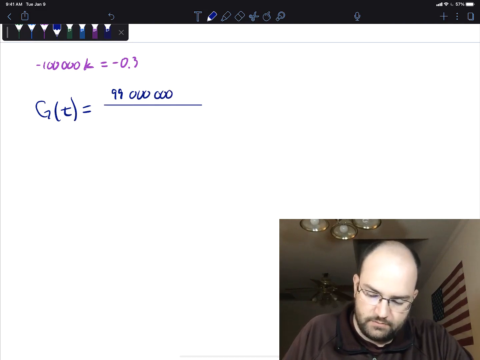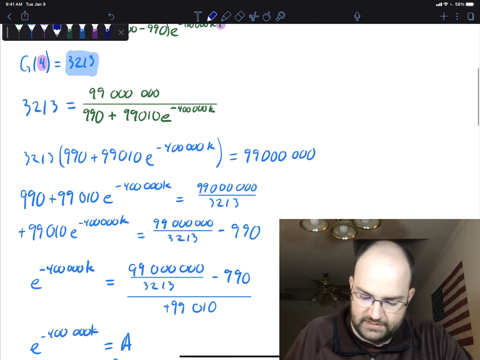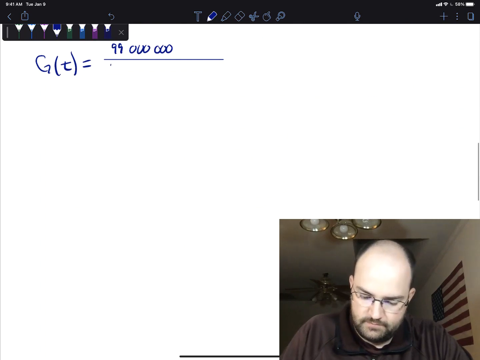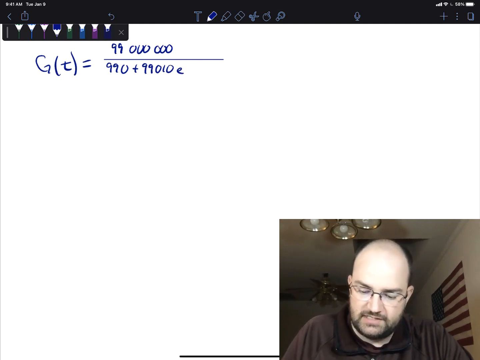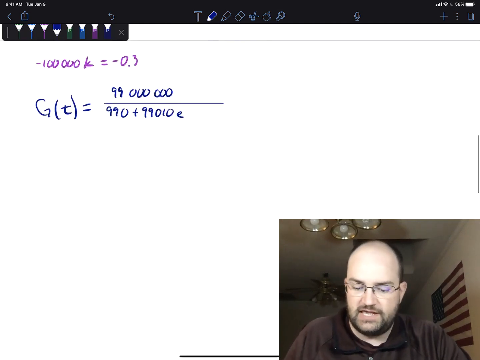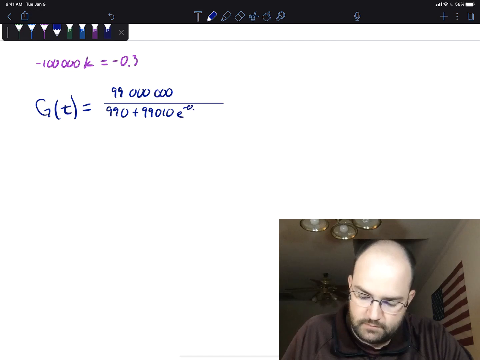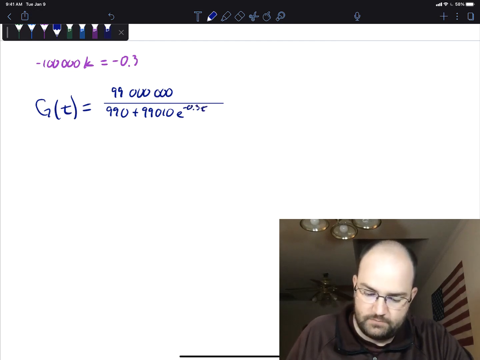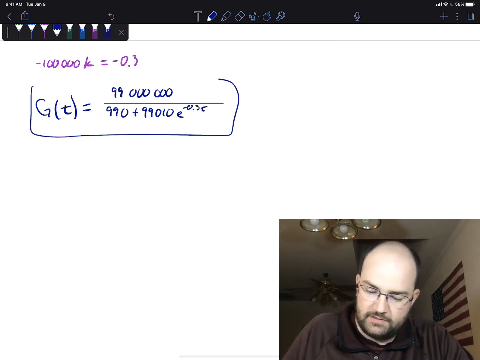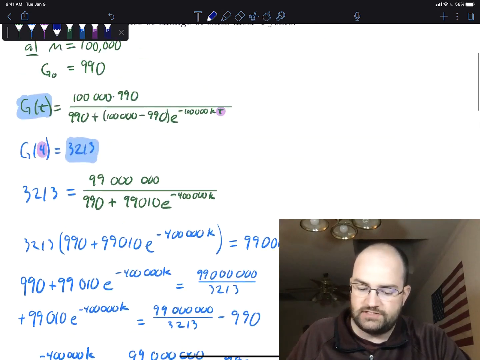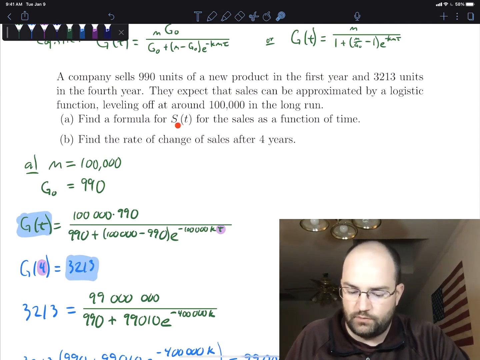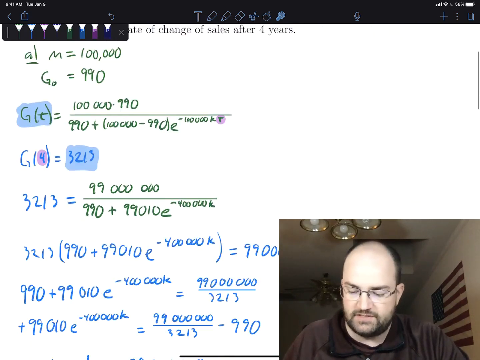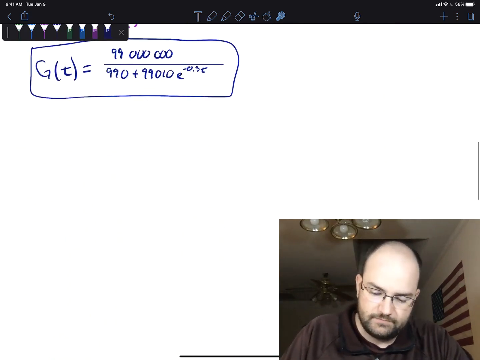The denominator is what? 990 plus 99,010 e to the, now the negative 100,000 k is negative 0.3 times t. Good. And this is what we were trying to do this entire time. We were trying to find a formula for, oh, they wanted S of t. Okay, g of t, S of t. This is S of t.